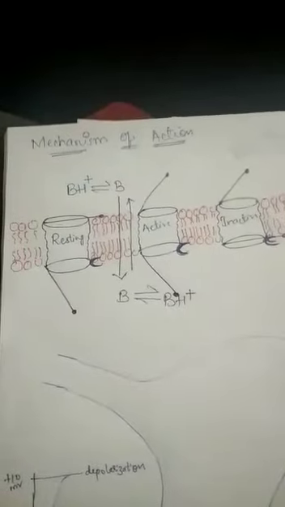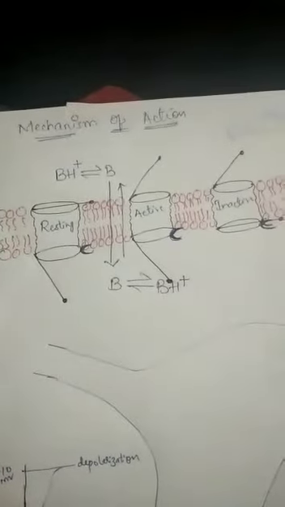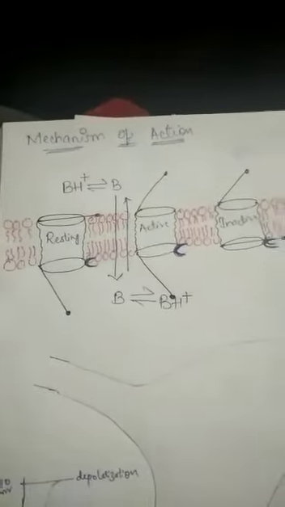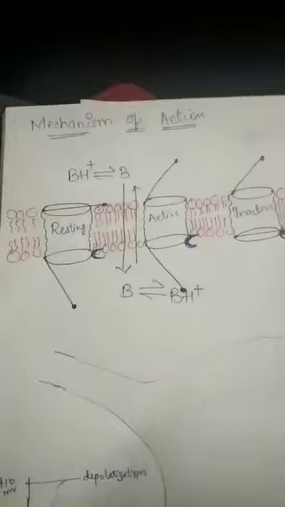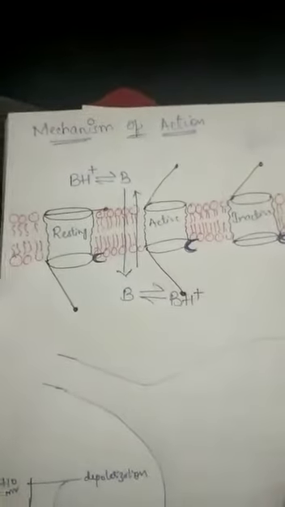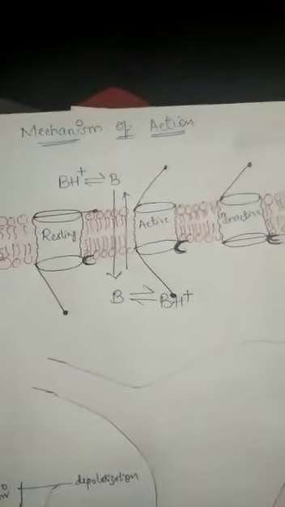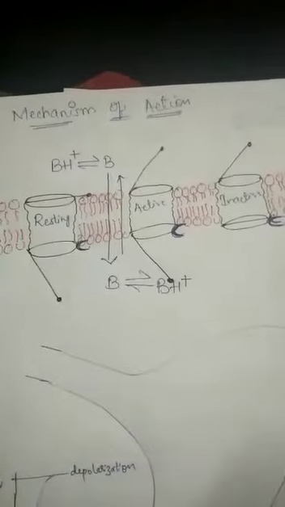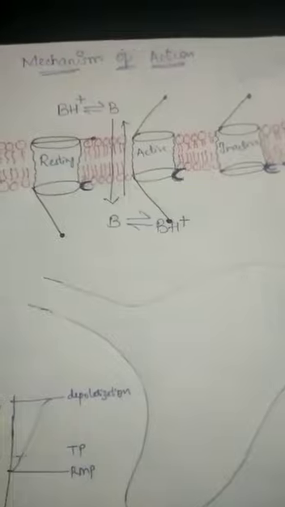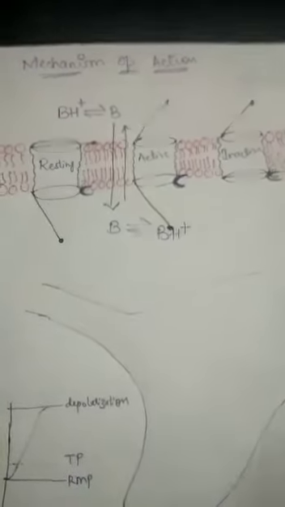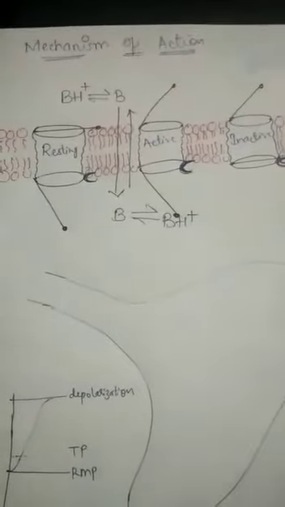Now we'll see the mechanism of action of local anesthetics. Since the main aim of these local anesthetics is to inhibit the conduction and generation of nerve impulses, obviously it has a role in the action potential. You can say they mainly act by inhibiting the action potential, isn't it? So first of all we'll see what happens in normal physiology, and then we'll see how these local anesthetics interfere with the normal physiological action.